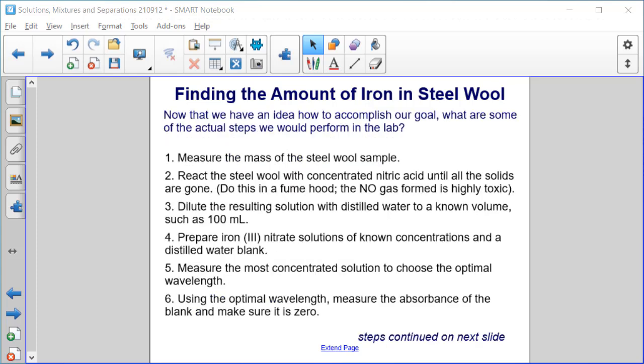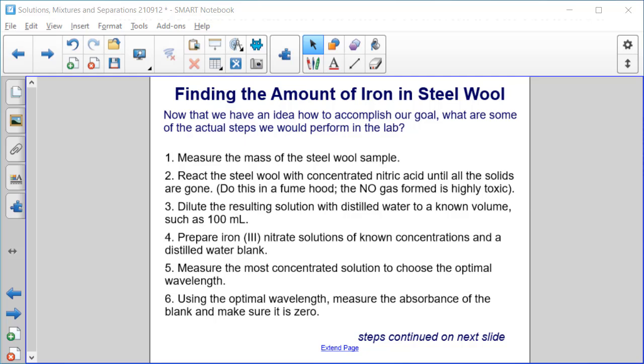So here's how we might carry out our steps. First, measure the mass of the steel wool sample, our starting mass. React that steel wool with concentrated nitric acid, a known concentration of nitric acid, until all the solids are gone. Do this in a fume hood. The NO gas formed in this reaction is highly toxic.